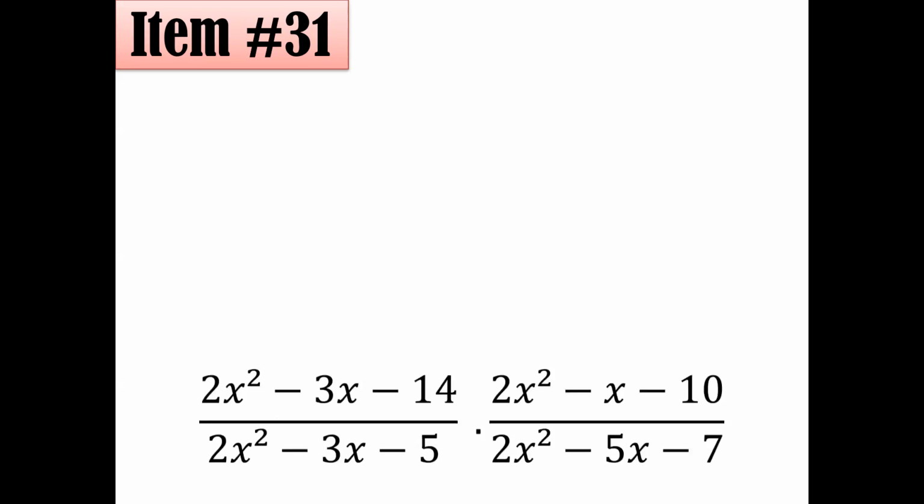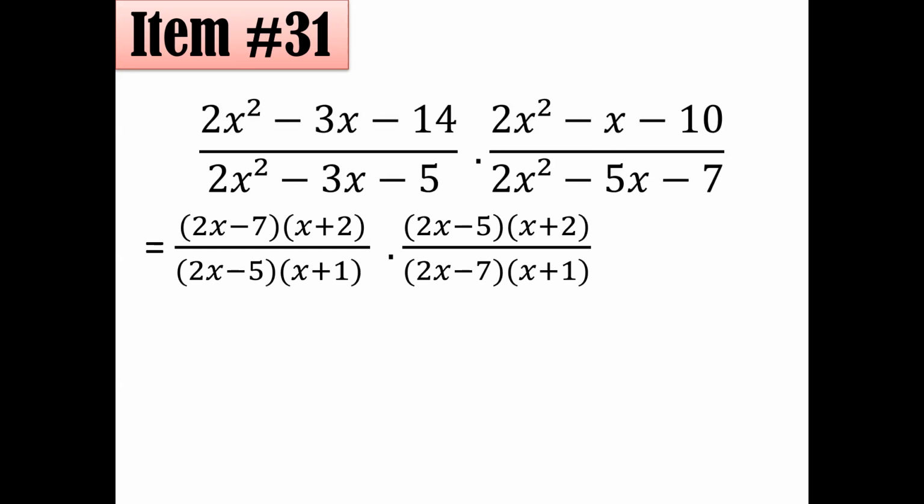Okay. So with this one, it could be factored as 2x minus 7 times x plus 2 all over 2x minus 5 times x plus 1. Yung sa ikalawa namang fraction, it's 2x minus 5 times x plus 2 all over 2x minus 7 times x plus 1.